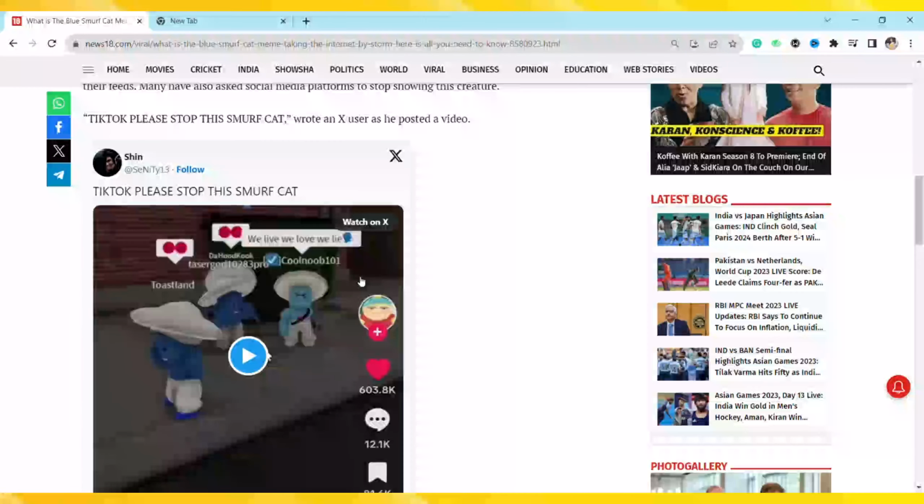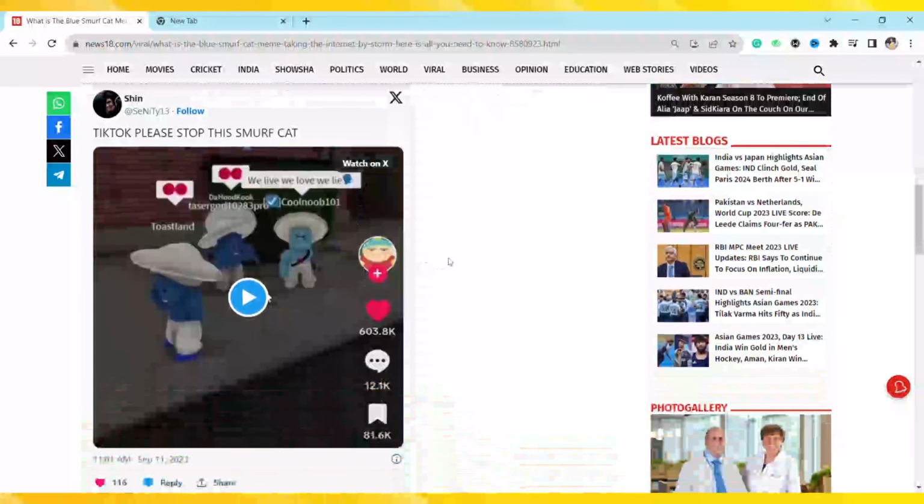As you can see, it has a similar looking Smurf cat meme right here. So yeah, this is how the blue Smurf cat meme got started.